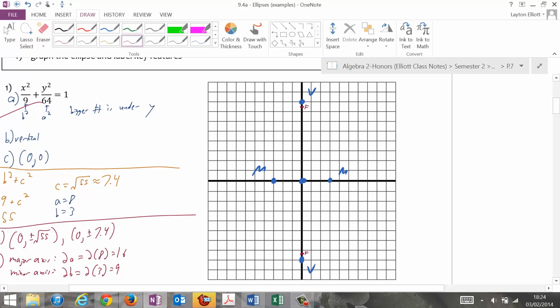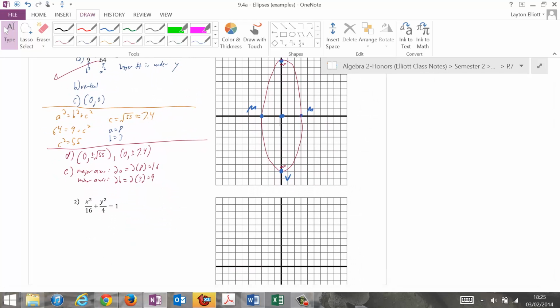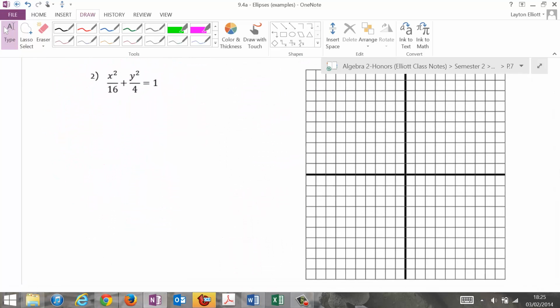Finally, we're going to graph it, and I'm just going to already graph the key features, so I'm just going to do a sketch here. And I tend to draw it in 4 separate arcs as best I can. Okay, that was okay. And that's it. Let's move on to the second one.